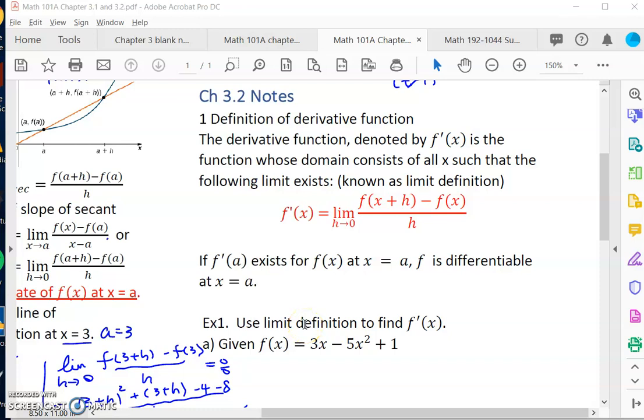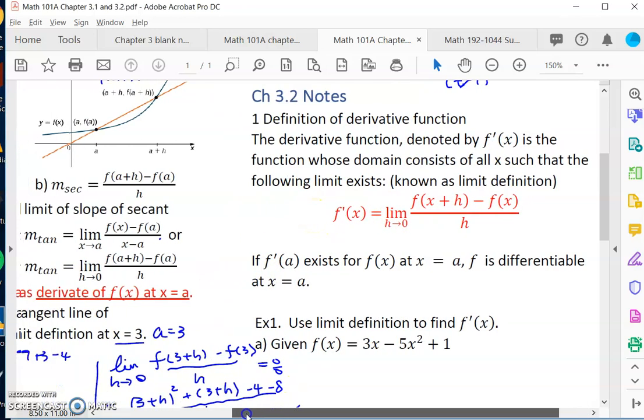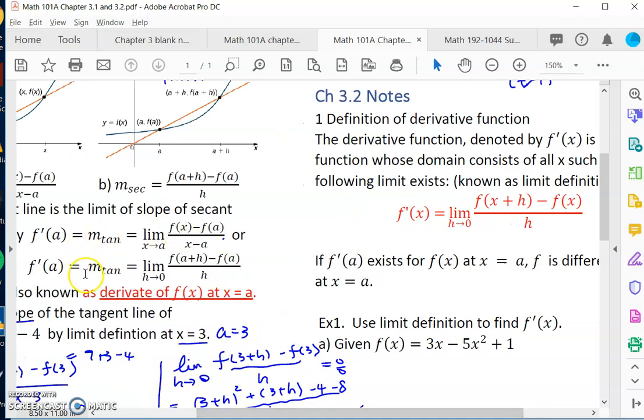Hello Calculus student, this video is for chapter 3.2, the definition of the derivative function. In 3.1, we had a process of using a limit to find the derivative at a point, which is right next to the 3.2 notes here.